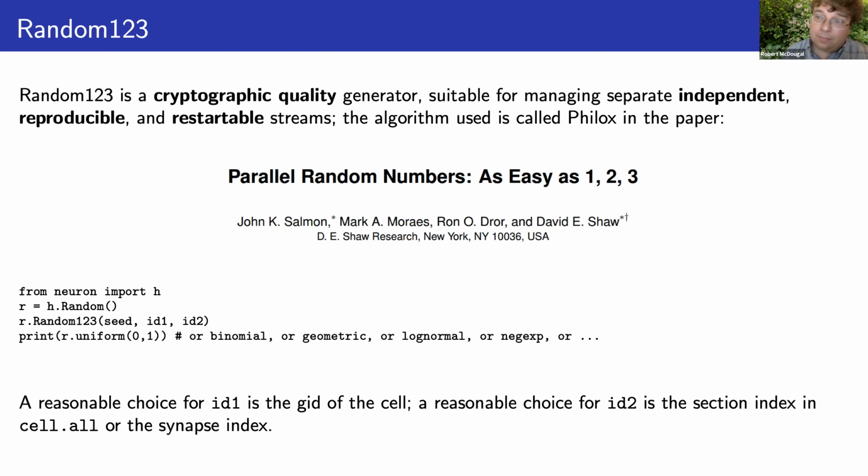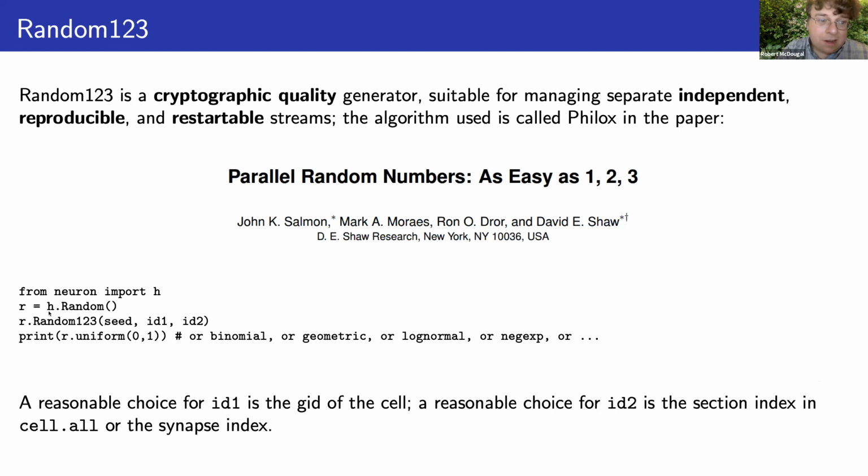So you can't simply advance the seed by a large number and then start pulling, because they're still within the same stream. Fortunately, there are a number of parallel random number generators. NEURON uses one called Random123. Here's the paper, Salmon et al., that describes this random number generator and proves that you have independent, reproducible, restartable streams.